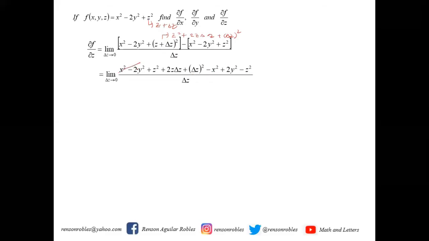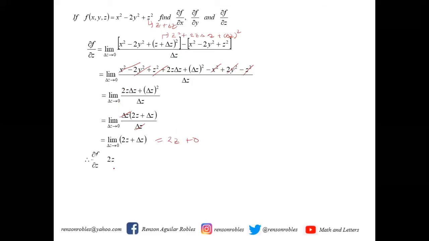And then again, you combine similar terms. So what is left is the limit of 2z delta z plus delta z squared all over delta z as delta z approaches 0. And we shall now factor out delta z, leaving us with the limit of 2z plus delta z as delta z approaches 0. So you replace delta z by 0. And finally, the partial derivative of f with respect to z is equal to 2z.